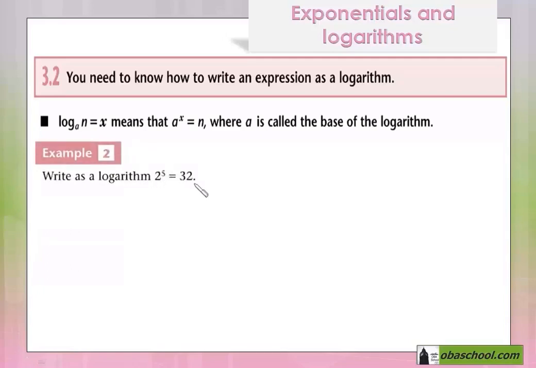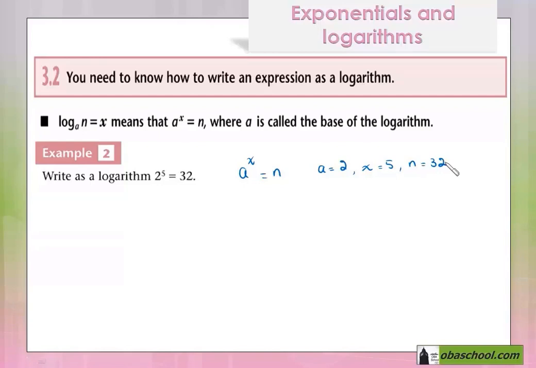Write as a logarithm 2 to the power 5 equal to 32. In such case, we need to distinguish the elements of this expression, where this is definitely in the form of a to the power x equal to n. Let's go ahead and identify these variables. A to the power x equal to n. A in such case is equal to 2. Here x is equal to 5. And finally, n is equal to 32.